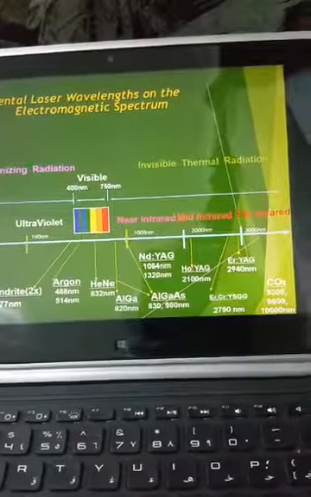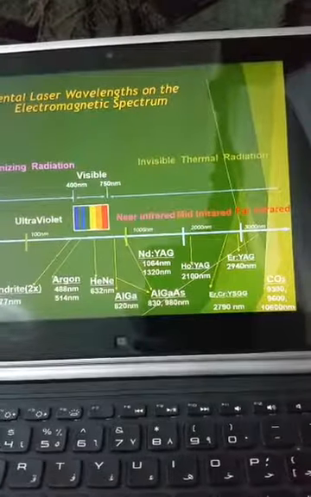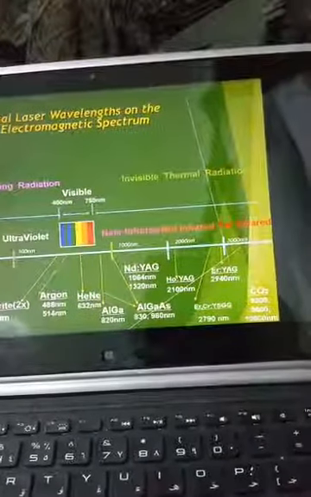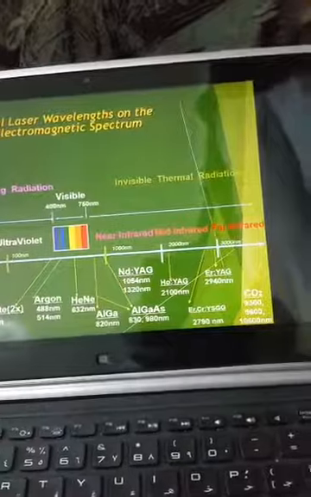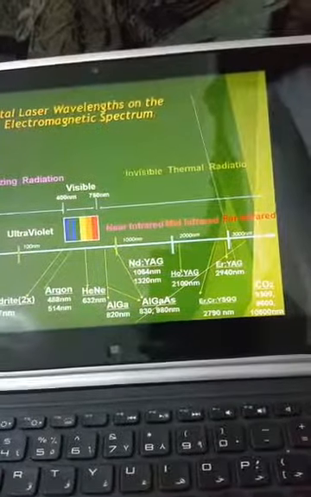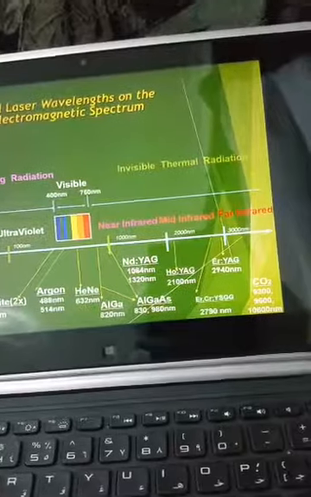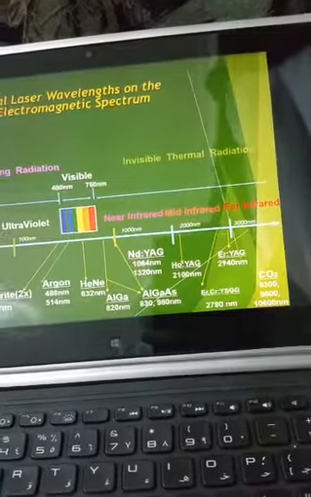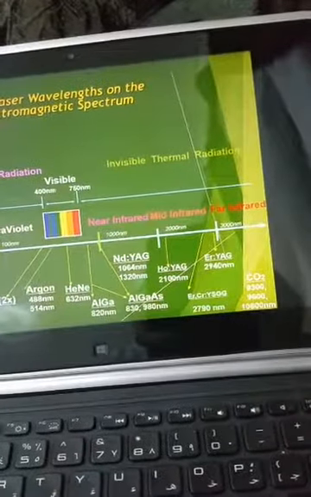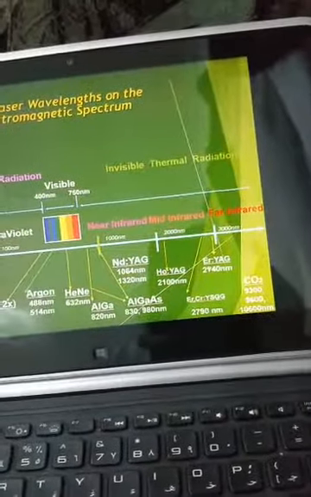When you go to the far infrared, the wavelength will increase in length. Like the CO2 laser, you could say it's almost 10,600 nanometers, compared with the Nd:YAG, which is only 1064 nanometers, or you could say 1.06 micron, and the CO2 laser is 10.6 micron.